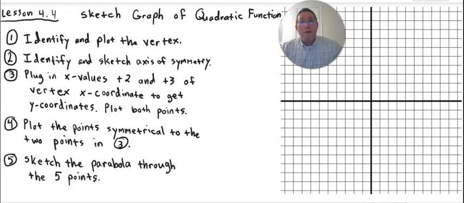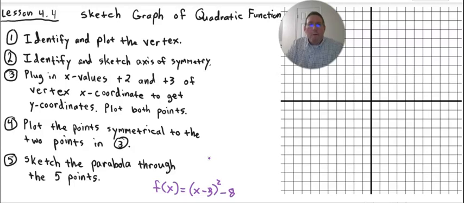All right. So let me write out a function in vertex form here. Let's say the function we're dealing with, I'll write it down here, is f of x equals x minus 3 quantity squared minus 8. Okay. Now remember, step 1 is to identify and plot the vertex.